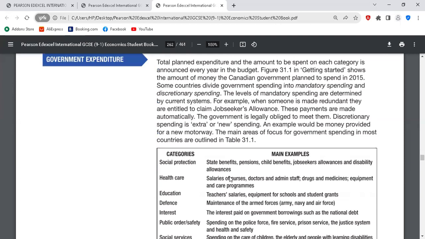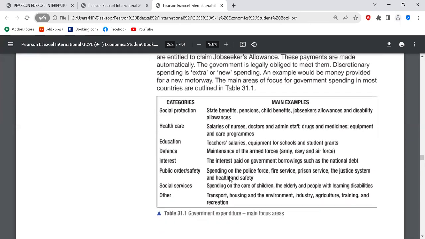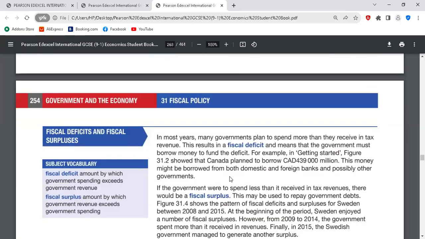Government expenditure. This is government spending. In government budgets, there's revenue and there's expenditure. Total planned expenditure and the amount to be spent on each category is announced every year in the budget. That is what the budget is about. There's nothing I have to explain. I think you understand what government expenditure is: the amount of money government is going to spend. It's not always going to spend; it will be based on its budget. So government spending is about government expenditure, which will be part of the values that have been written down in its budget.